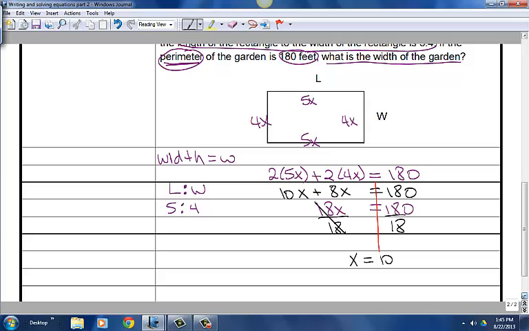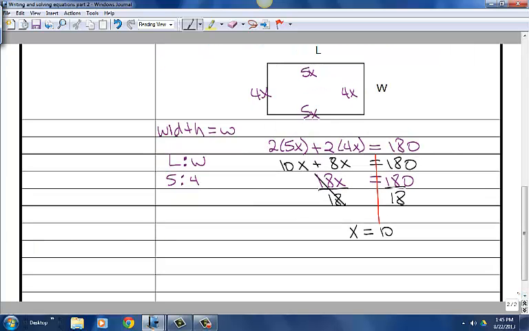But I have to be really, really careful here. X equals 10 is great, but when you look back up here, remember that the width is not equal to x. The width is 4 of those x's. So I have to go one more step to make sure that I've finished my problem. Width is equal to 4x. So if I know what x is, I'll plug it in and use it. The width is going to be 40 feet.